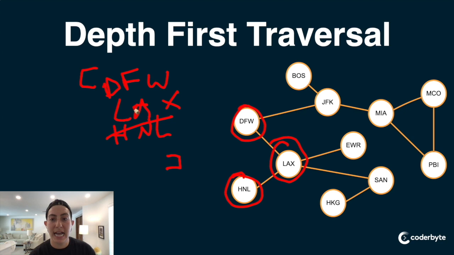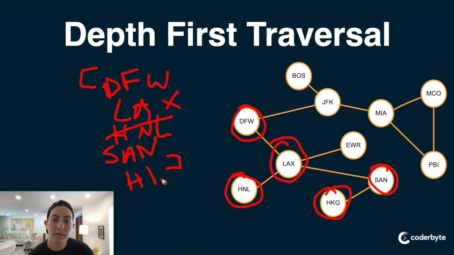And then we're back to LAX. Now we continue to add LAX's adjacencies, right? So let's add San Francisco. And then let's add Hong Kong, right? Now we've reached another leaf node, so we can pop that off the stack. And San Francisco also does not have any other adjacencies, right? So we're done there as well, so we can pop that off the stack.